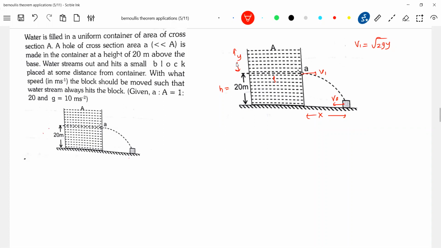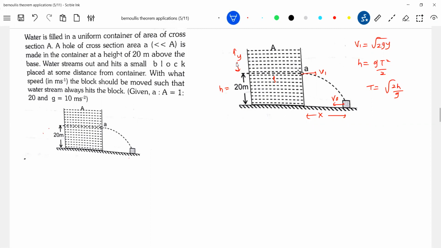Then what is the range? It will descend through the height h. So h is equal to g t square by 2. What is capital T? It is the time taken by the jet to move from the hole and strike the block. This is the time of flight. So therefore T is equal to root of 2h by g.